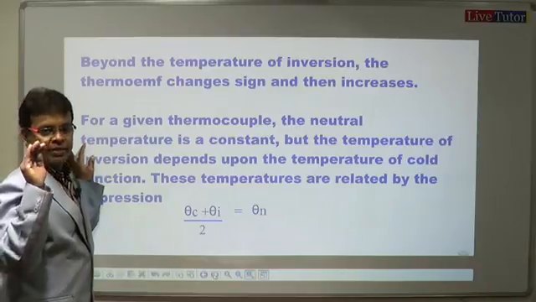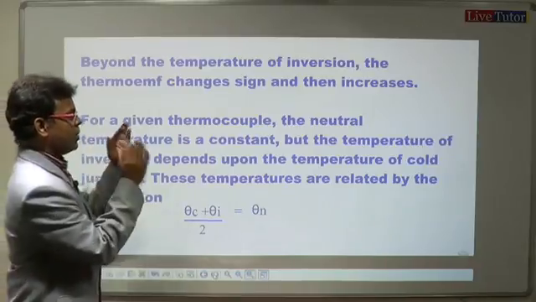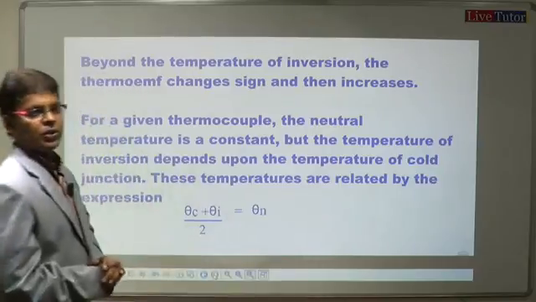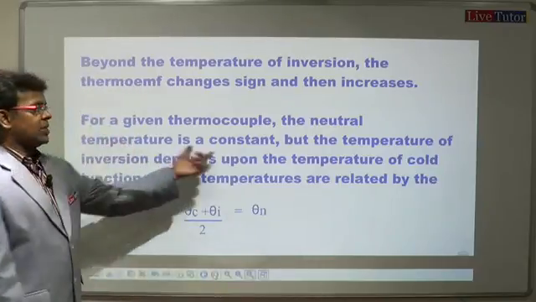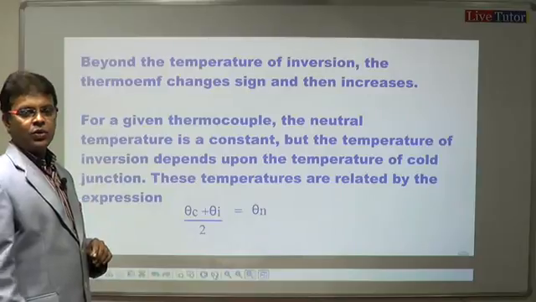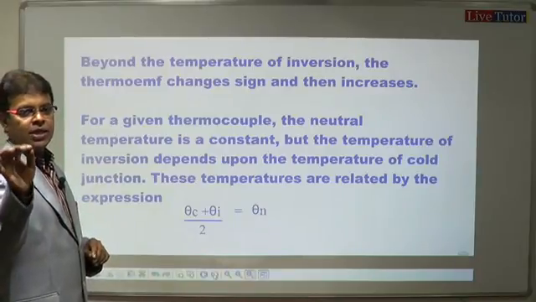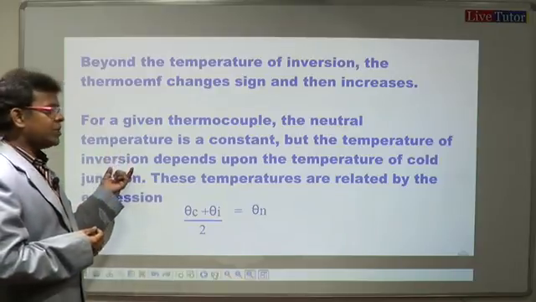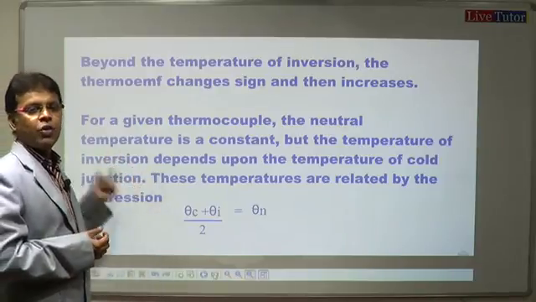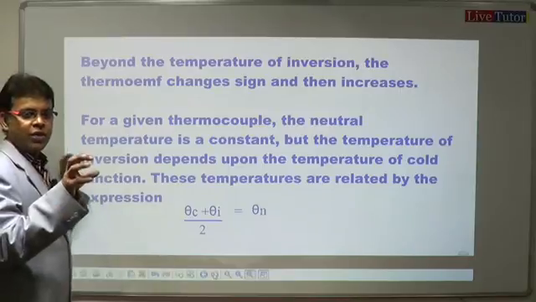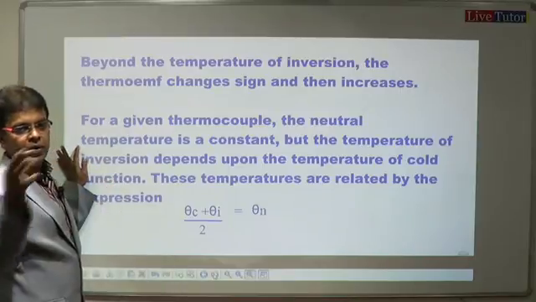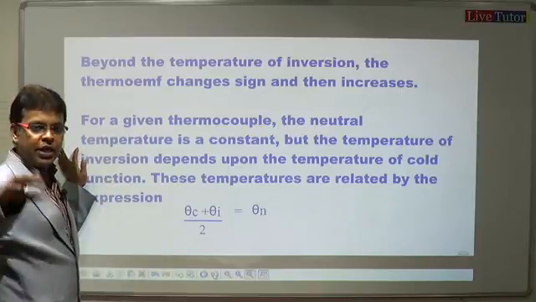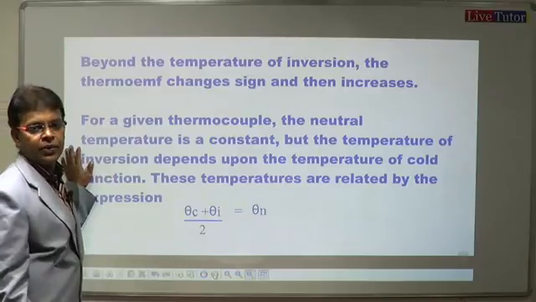So for a given thermocouple, ஒரு thermocouple particular iron and copper அப்படினு கொடுத்துட்டா the neutral temperature is constant. neutral temperature என்ன? at which the EMF become maximum, அது வந்து constant. ஆனா temperature of inversion என்ன ஆகுது? it depends upon the temperature of cold junction. நம்ம cold junction எவ்வளவு temperature வச்சிருக்கோமோ அதுக்கு ஏத்த மாதிரி the temperature inversion increase ஆகுதோ இல்ல decrease ஆகுதோ அது மாதிரி சேஞ்ச் ஆயிட்டே இருக்கும்.